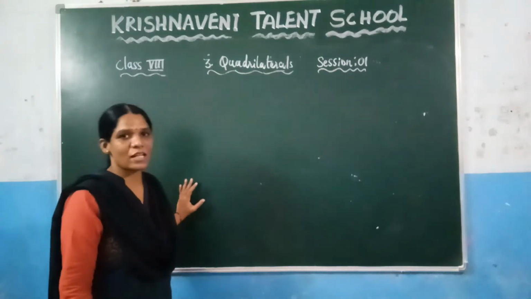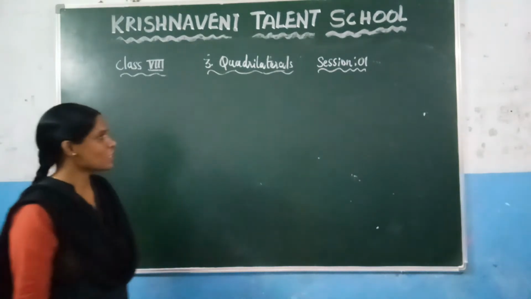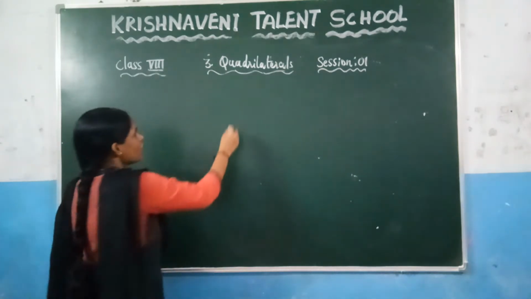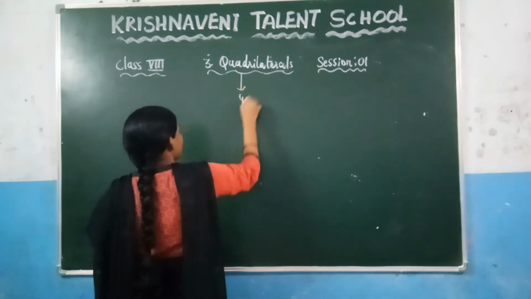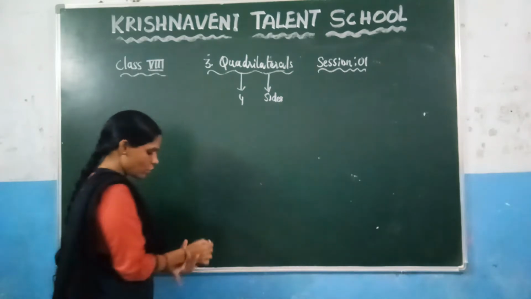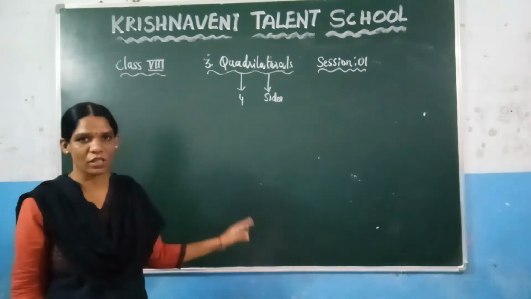Now we are going to start a new chapter, which is quadrilaterals. So here, what is the meaning of the quadrilateral? The name itself says it: quadr is nothing but four and lateral is nothing but sides. So what is meant by the quadrilateral? A closed figure that consists of four sides, we call it a quadrilateral.